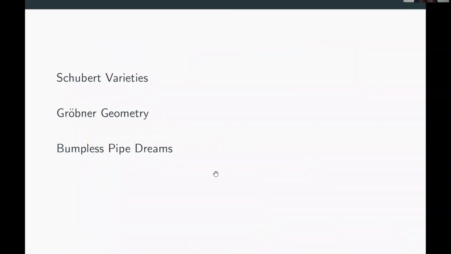First of all, I'm going to start by telling you about Schubert varieties and some things about the flag variety and the cohomology ring associated to the flag variety. Next, I'll review this Gröbner geometry story of Knutson and Miller. And then I'm going to tell you about these newer combinatorial objects called bumpless pipe dreams and why I think they also play an important role in the Gröbner geometry of Schubert varieties.